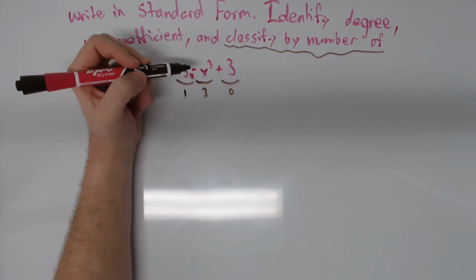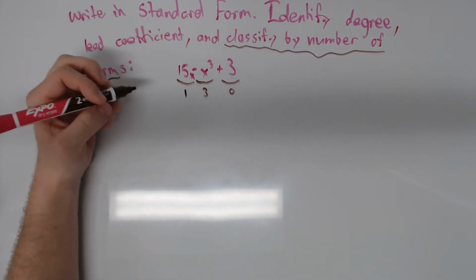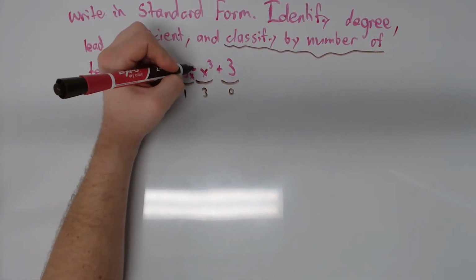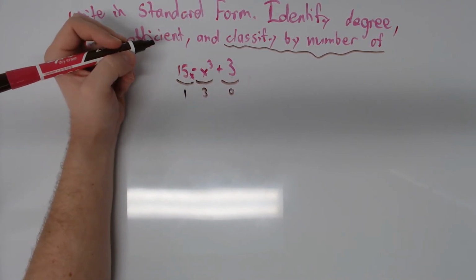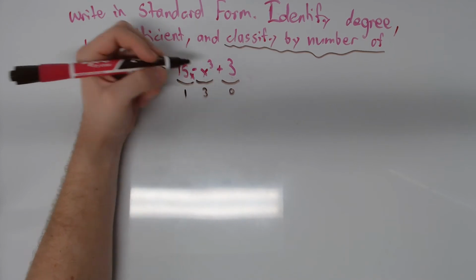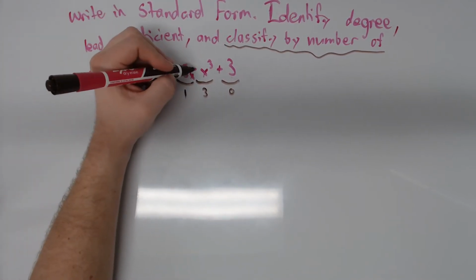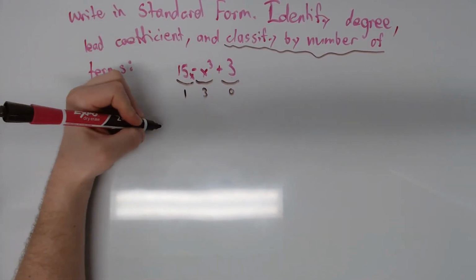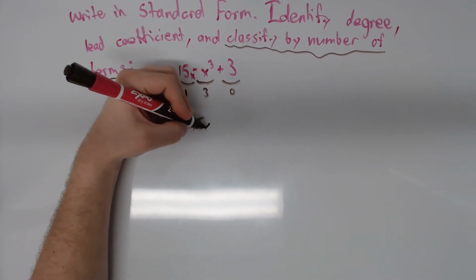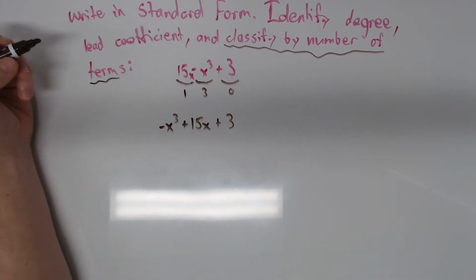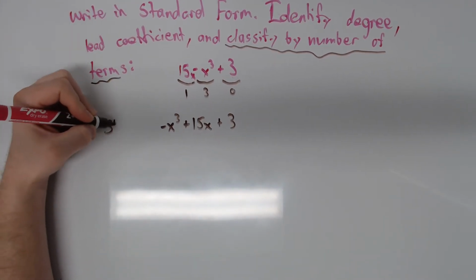Now the minus sign in front of the x cubed means that's a negative term. When I rearrange this, the minus stays in front of the x cubed. 15x is a positive term. Negative x cubed is a negative term. You tell by the symbol in front of it. So rewriting this as negative x cubed plus 15x plus 3. So this is standard form.